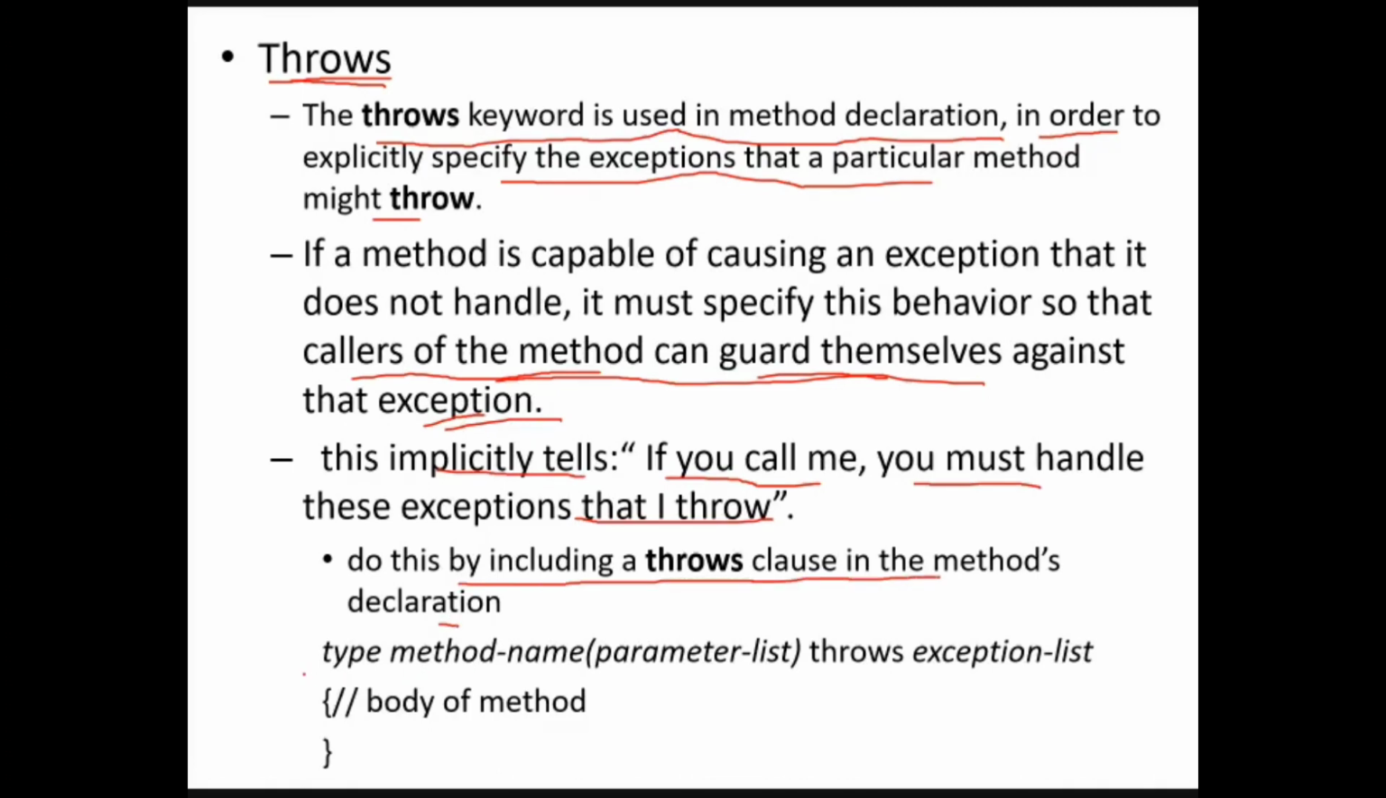So here this is the method definition. Here the type, method name, and then the parameter list, and then throws exception list. Here I can mention several exceptions in the list, IOException, comma, NullPointerException, comma. So many exceptions are separated by commas.